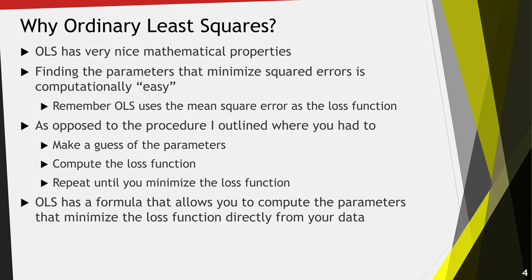Why is it that ordinary least squares is used so often in predictive modeling? OLS has very nice mathematical properties. Finding the parameters, those b's, that minimize squared errors is computationally very easy. Remember that OLS is using mean square error as the loss function. In a previous video, I outlined a procedure where you make a guess of the parameters, compute the loss function, and repeat until you minimize the loss function. That's not how it works with OLS. There's actually a formula that allows you to compute the parameters that minimize the loss function directly from your data.